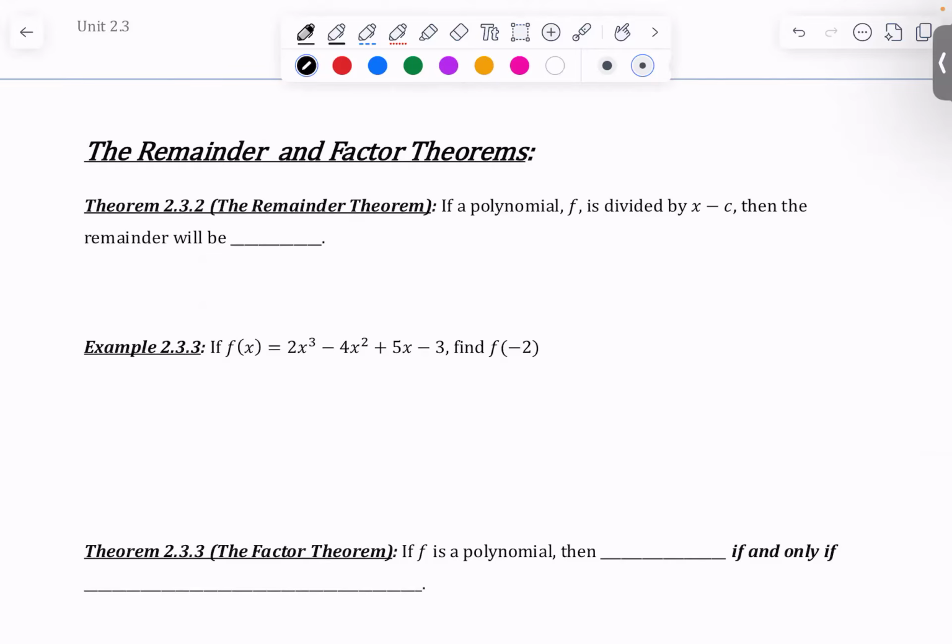A lemma is a simple theorem. It's a simple fact that's used to prove something bigger. And a corollary is a consequence of a theorem. So this really should be a lemma. The remainder theorem is really more of a lemma than it is anything else. And so what it says is if f is a polynomial and you divide it by x minus c, the remainder will be f of c.